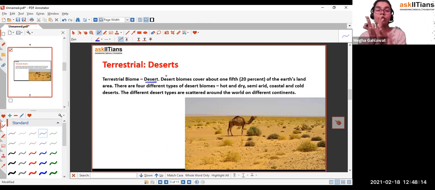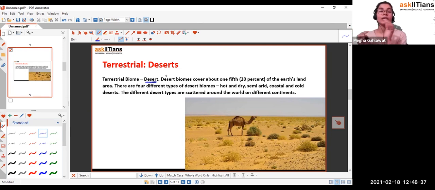Deserts are the type of environments or ecosystems which are found in over 20% of the Earth's land. Okay, and there are different types. There could be hot, there could be semi-dry, there could be very, very dry, there could be coastal. Coastal deserts are also there. For example, the Sahara Desert. There could be cold deserts there, right? For example, the Arctic desert.